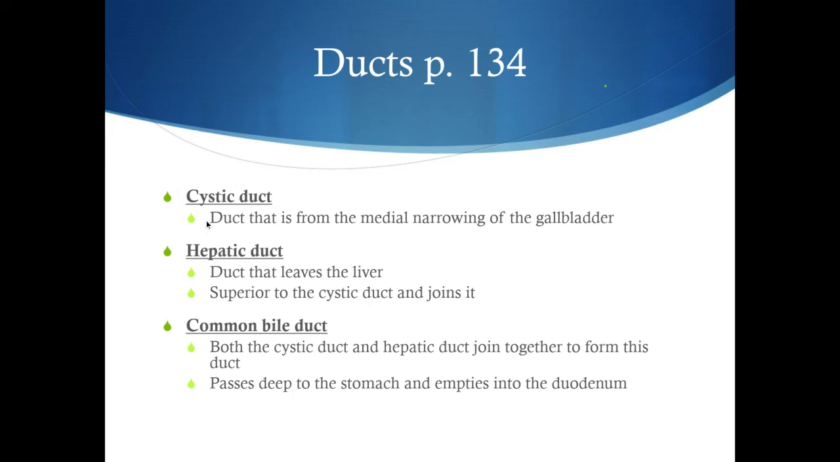First off, we have the cystic duct, which will connect to the gallbladder. We have the hepatic duct, which will connect to the liver. And then we'll have the common bile duct, which is where the hepatic duct and cystic duct actually come together and form this common bile duct.